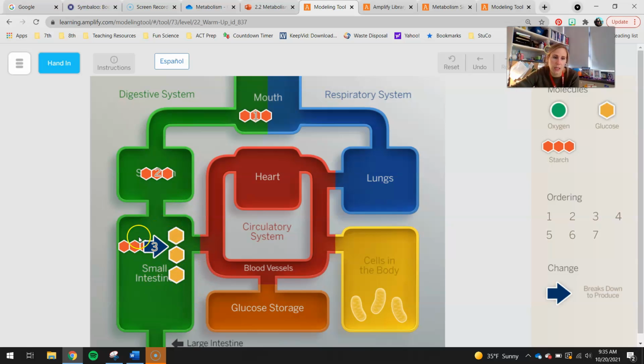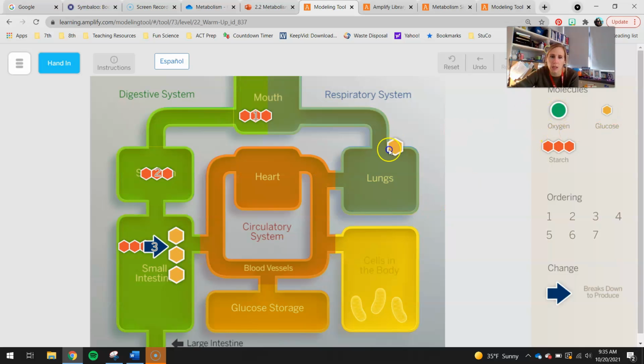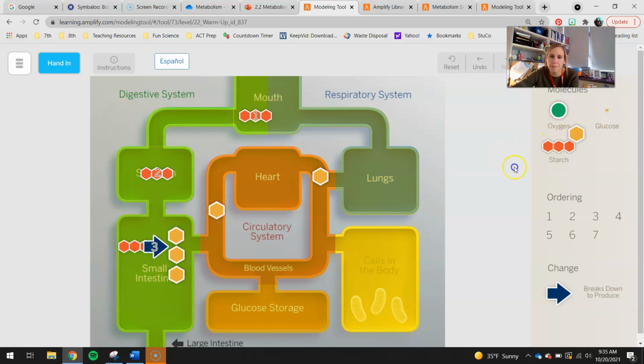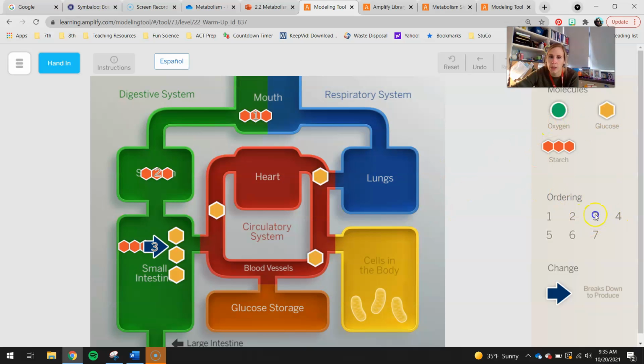So then from there, we break down our starch into our glucose, and then our glucose can go into our bloodstream. So we're going to put a bunch of glucose in our bloodstream. So we'll mark those with a 4. Okay, and then from there, we can either go here, that could be a 5, or we could go into our cells, that could be a 5 as well. So they can go to one of two places, either here to glucose storage or here to the cells in the body. So that would show you guys the pathway of starch breaking down into glucose in the small intestine, circulating through the bloodstream, and then either going to glucose storage or cells in the body.